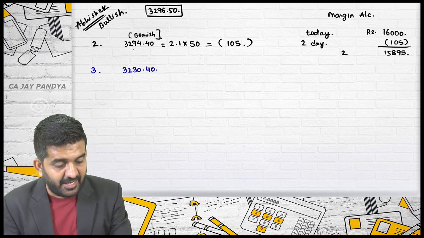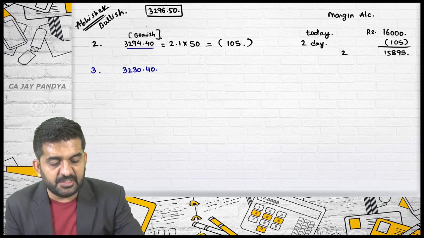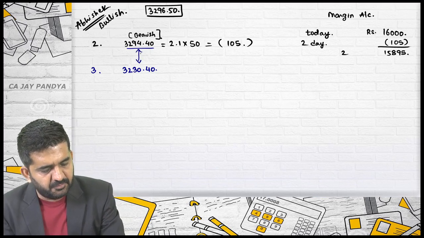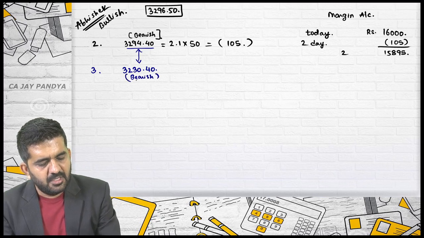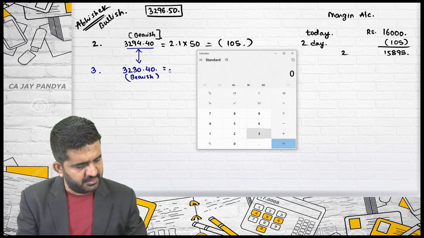Please understand, I need to compare now with this figure and not this figure. The difference between these two is already settled. Now I need to see the difference between these two. This is also bearish. I am bullish. So I'll have to pay the difference. So what is the difference?